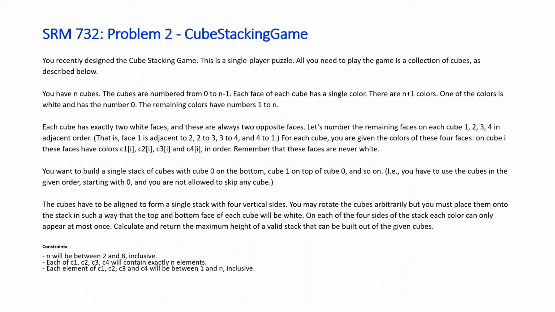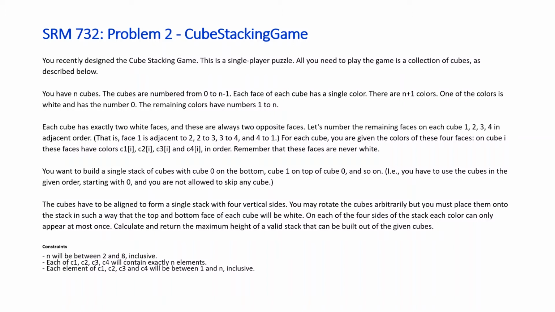On each of the 4 sides of the stack, each color can only appear at most once. Calculate and return the maximum height of a valid stack that can be built out of the given cubes. Note that for this problem, n is going to be quite small. It'll be between 2 and 8. And each of the vectors C1 through C4 will contain exactly n elements, and each element of the vectors C1 through C4 is going to be between 1 and n inclusive.